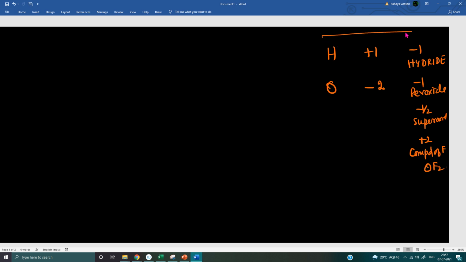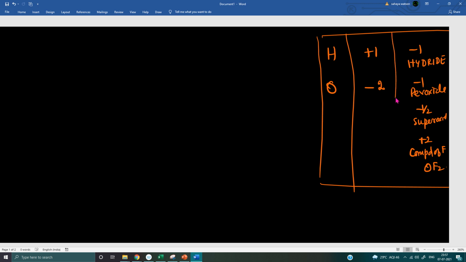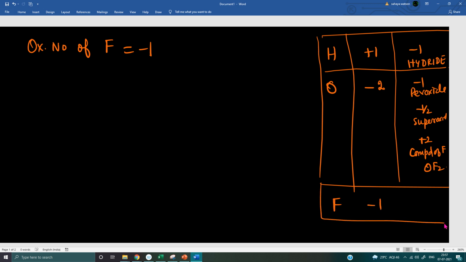Okay, so up to this we have done with the oxidation number. Again, I am moving forward. Let me move to a few more rules. So here, the next point is, the oxidation number for fluorine is always minus 1. It doesn't have any exceptions. So for fluorine, the oxidation number is minus 1.